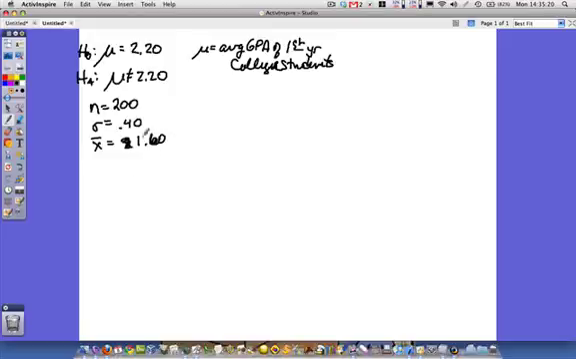Let me write that again. That was kind of messed up here. So the sample mean is 1.60. This isn't a very good college, by the way. Okay, well, we won't go there. So the question is, is this sample mean far enough away from the null hypothesis mean to give us evidence that this is really not the truth?